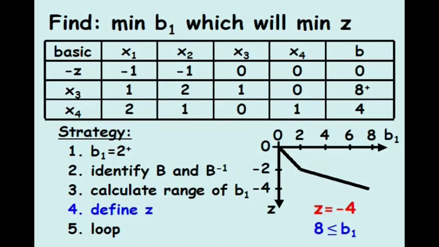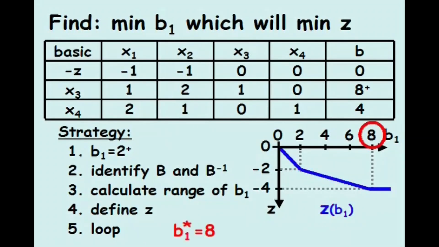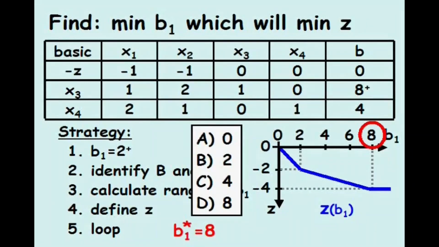If we add this line segment to the plot, we notice that any additional increase in b1 beyond the value of 8 will not allow for a lower value of z. Therefore, the minimum value of b1, which will minimize the value of z, is b star, which equals 8. When reviewing the possible solutions, the answer is D.